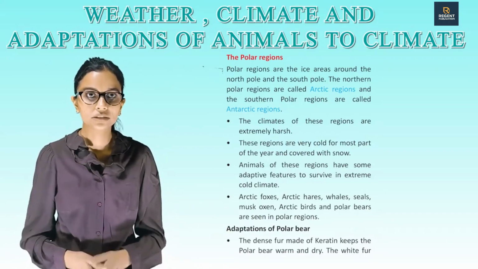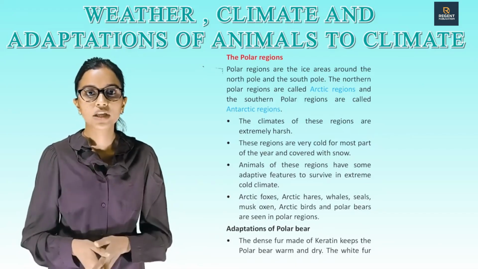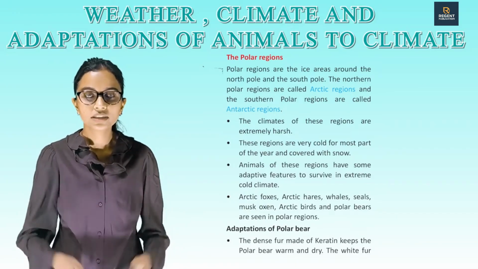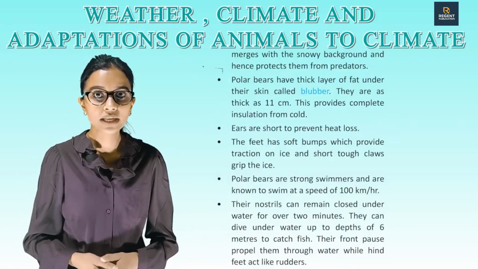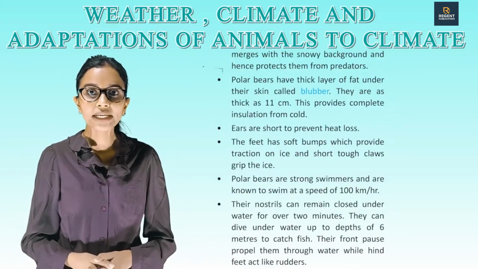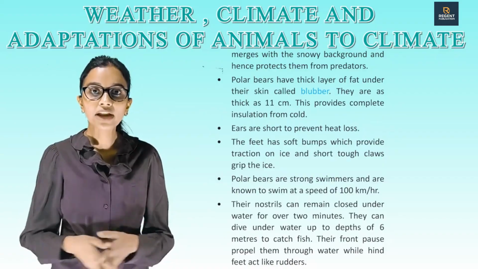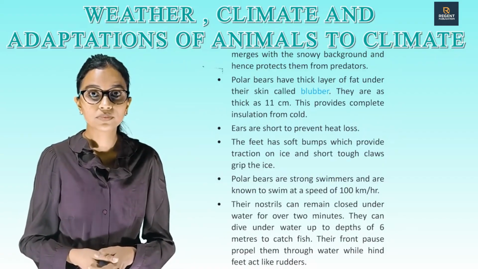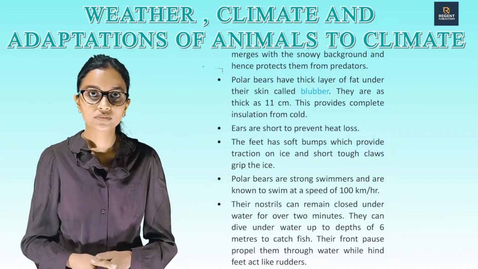Adaptations of polar bear. The dense fur made of keratin keeps the polar bear warm and dry. The white fur merges with the snowy background and hence protects them from predators. Polar bears have a thick layer of fat under their skin called blubber. It is as thick as 11 cm. This provides complete insulation from cold.